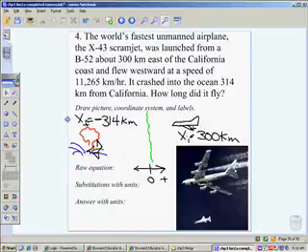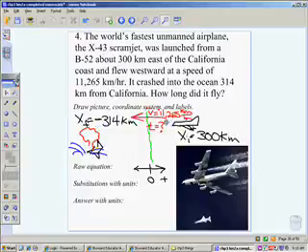The final location is 314 kilometers on the west side of the coast. And in this picture, west, or to the left, is on the negative side of the coordinate system. So I have to include that negative sign here for x sub f. And then I have the motion here.